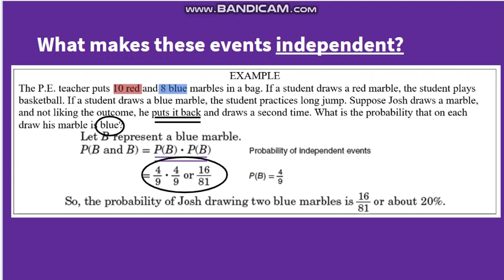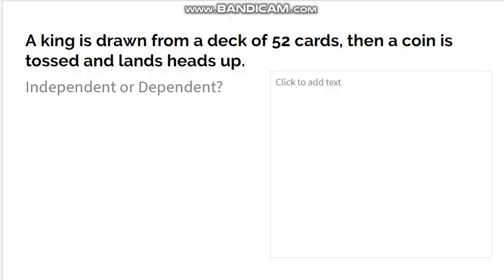So that is how we find the probability of independent events. Let's look at the examples down below. A king is drawn from a deck of 52 cards, and then a coin is tossed and lands heads up.